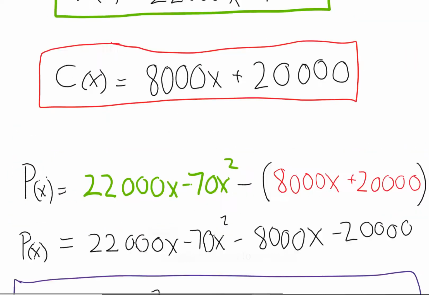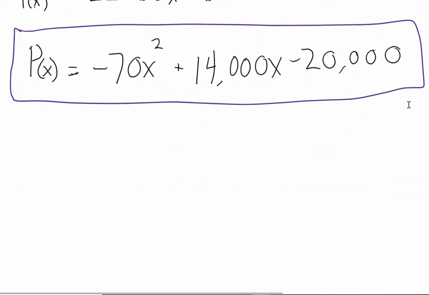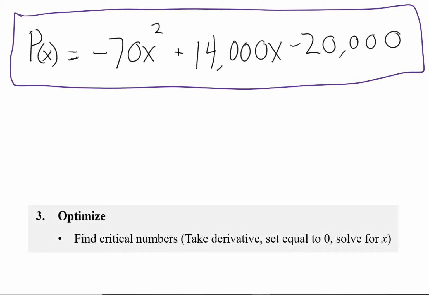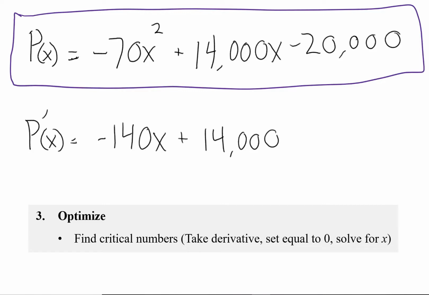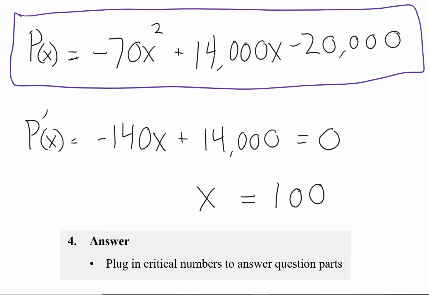Remember, in step 1, we determined that our objective was to maximize profit. In step 2, we need to create the function that we're going to maximize, which is that profit function down here. So the hard part is over. Step 3 now is to optimize, or to find the critical numbers of this profit function, which is just to take the derivative, set it equal to 0, and solve for x. Let's do that quickly. There's my derivative, set it equal to 0, and solve for x. A little bit of algebra, and we see that x equals 100.